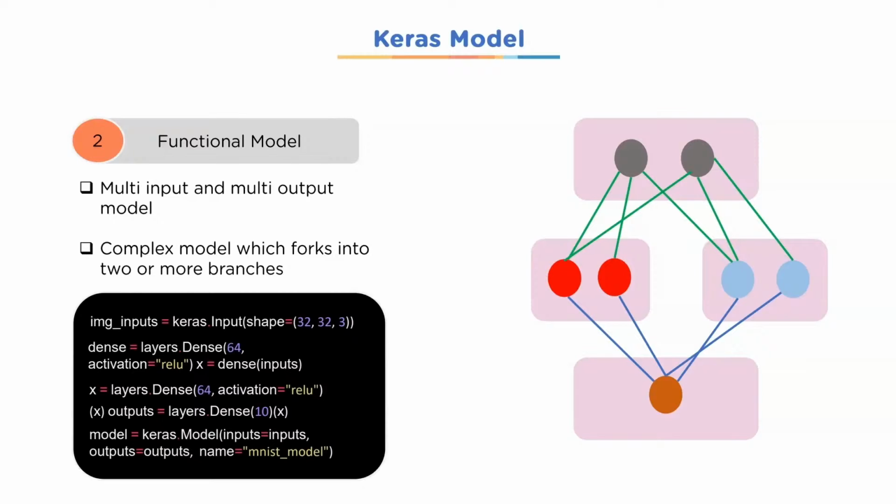And so in here we do have the 2 complex models coming in. We have our image inputs, which is a 32 by 32 by 3, or 3 channels, or 4 if you're having an alpha channel. You have your dense layers, dense is 64 activation using the ReLU, very common. X equals dense inputs, X layers dense X 64 activation equals ReLU, X outputs equals layers dense 10 X, model equals Keras model, inputs equals inputs, outputs equals outputs, name equals minced model. So we add a little name on there. And again, this kind of split here is setting us up to have the input go into different areas.